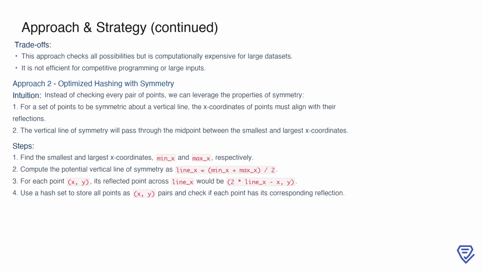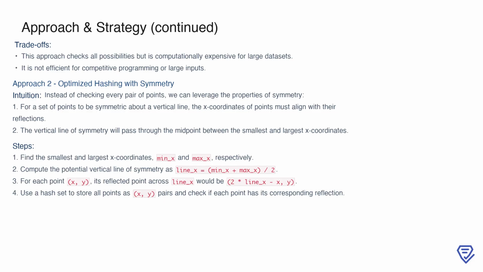For a set of points to be symmetric about a vertical line, their x-coordinates must align with their reflections. This means the vertical line of symmetry will always pass through the midpoint between the smallest and largest x-coordinates. Using this property, we can optimize the process. First, we identify the smallest and largest x-coordinates, denoted as min_x and max_x. From these, we calculate the potential line of symmetry as line_x equals (min_x plus max_x) / 2. Next, for each point x, y, its reflection across line_x can be determined as 2 * line_x - x, y.